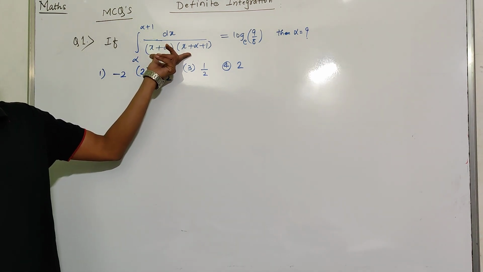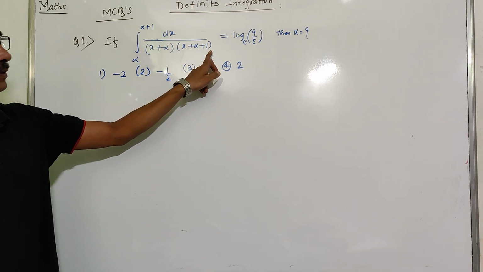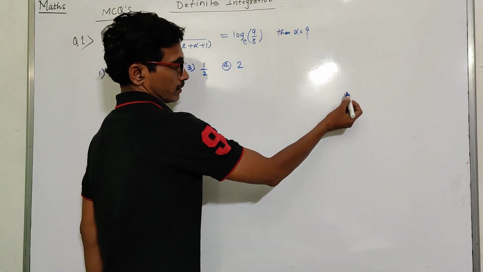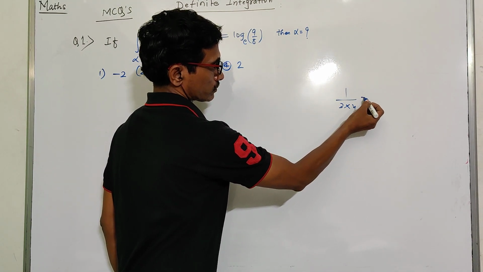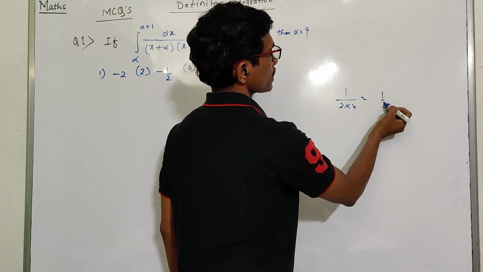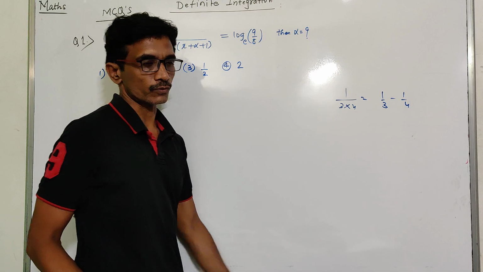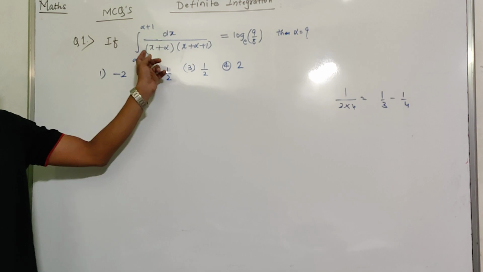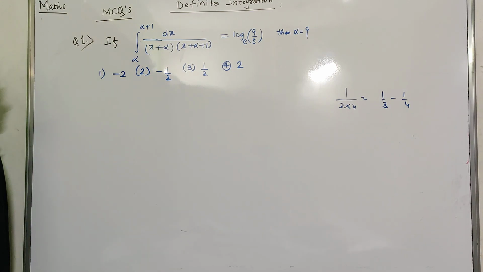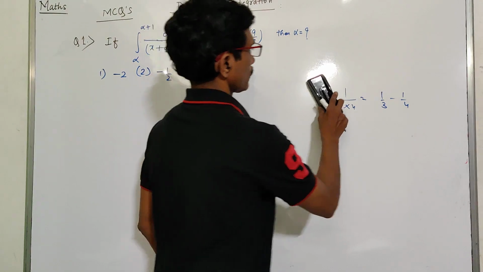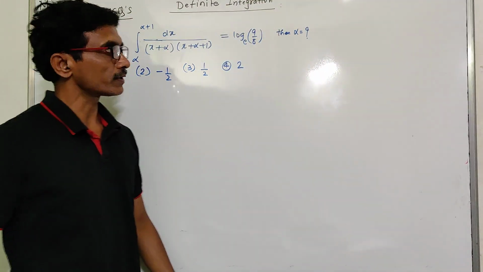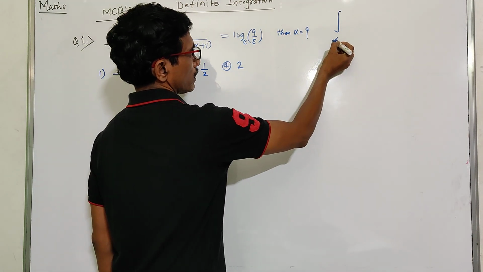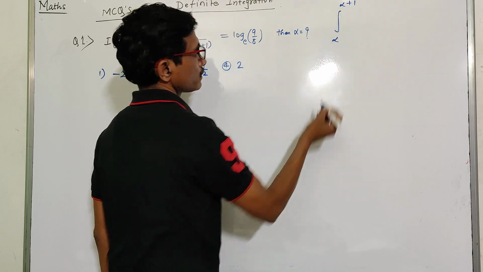Look at this denominator, x plus alpha and x plus alpha plus 1. These are consecutive factors. If we have 1 upon 3 into 4, that factors will be expressed as 1 upon 3 minus 1 upon 4, consecutive factors. So x plus alpha and x plus alpha plus 1 are also consecutive factors. So we can write partial fractions, we write integration of alpha to alpha plus 1.